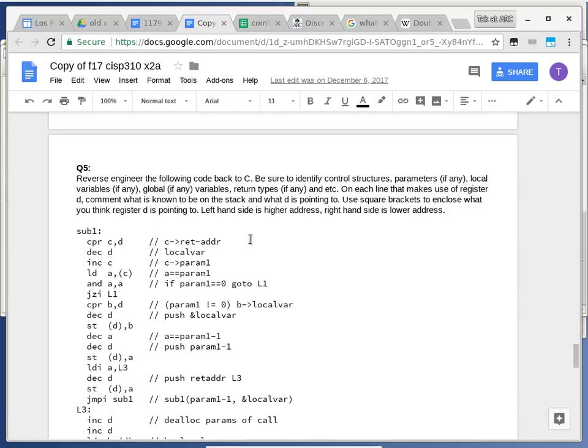Unfortunately, I have not gone over enough material about C programming. So question number 5, like this one, is not going to be in your exam. I'm not going to give you the assembly code of a subroutine and then ask you to reverse engineer that back into C code. You can expect this in the final exam, but not in exam 2. So we'll skip this one because we have not gone through enough material for this.